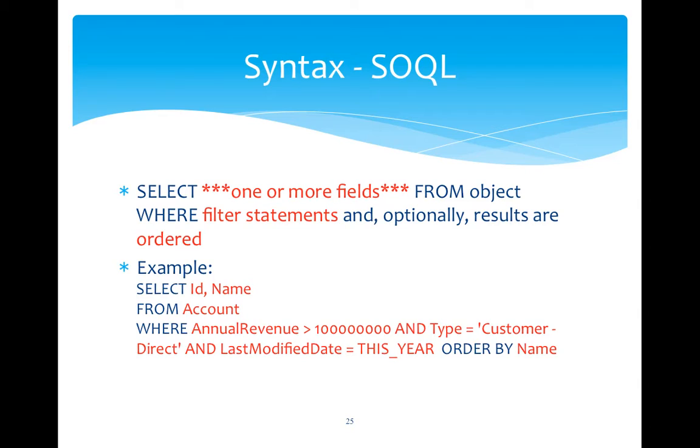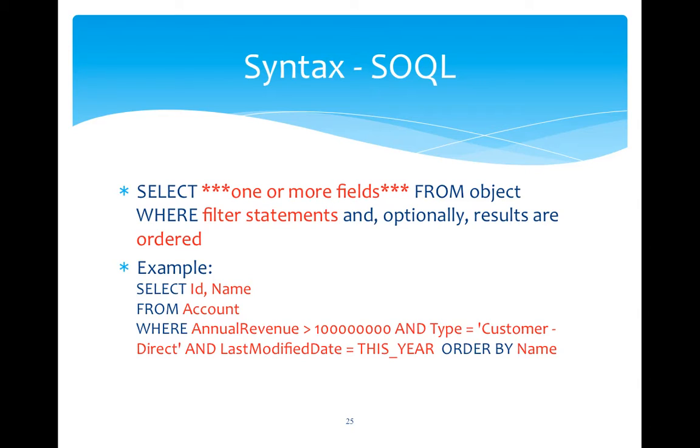And here we see one syntax for writing SOQL queries. Here if you see, SELECT is a keyword, and after that there would be one or more fields separated by commas from that particular object. We can enforce a few filter statements to filter out our result set, and optionally there is a facility to sort our result set based on any field, and that too in ascending and descending order.